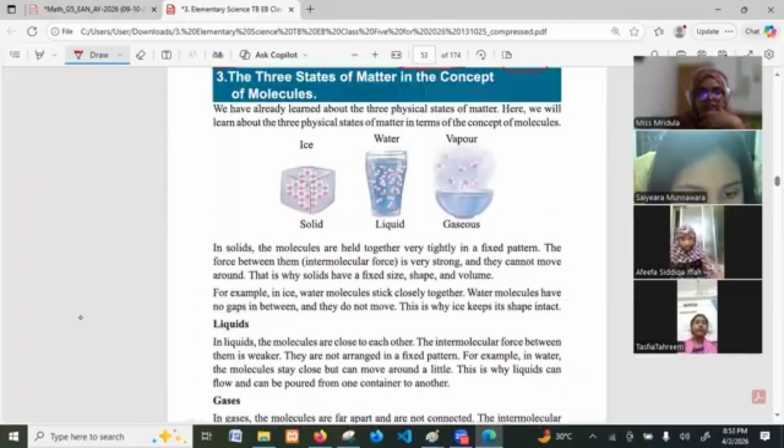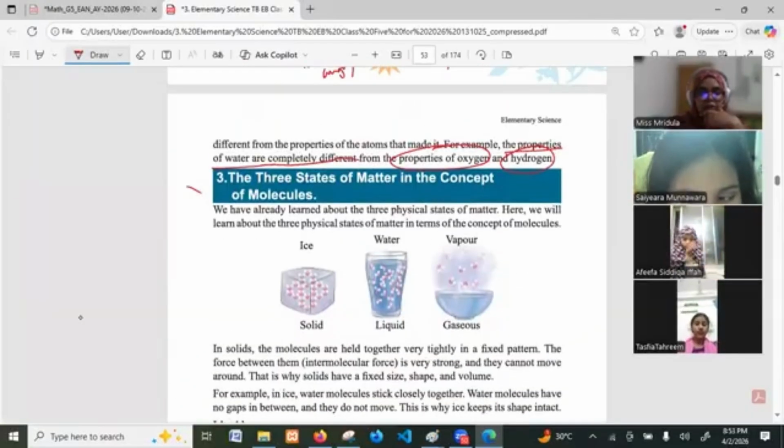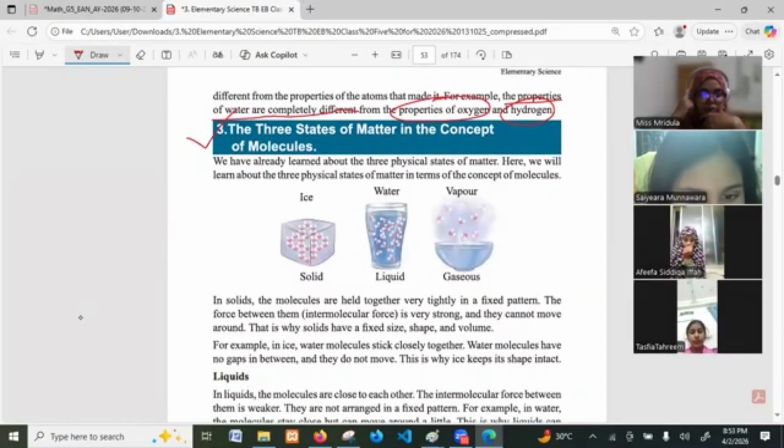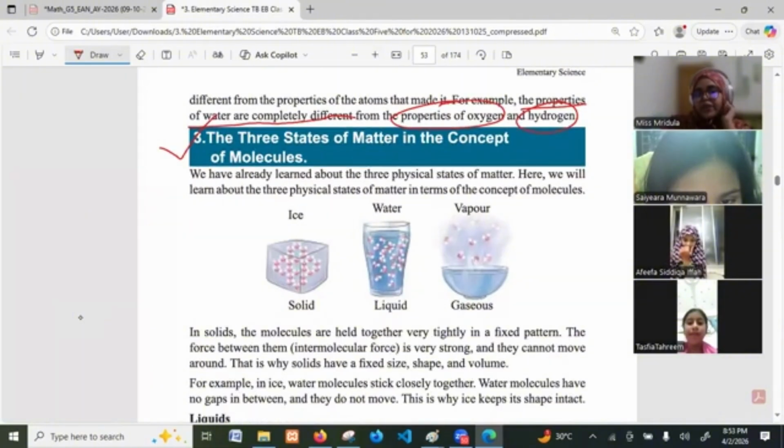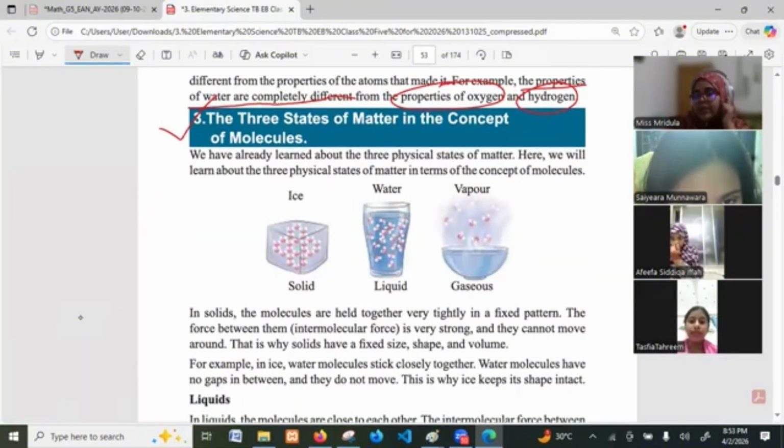Okay, I guess we can finish the third topic, because this is about the formation of the atom, how they are formed in liquid, how they are formed in solids. We have already learned about the three physical states of matter, right? Solid, liquid, and gas. Anything that you can see around you is either in the solid state, the liquid state, or the gaseous state. Here we will learn about the three physical states of matter in terms of the concept of molecules.